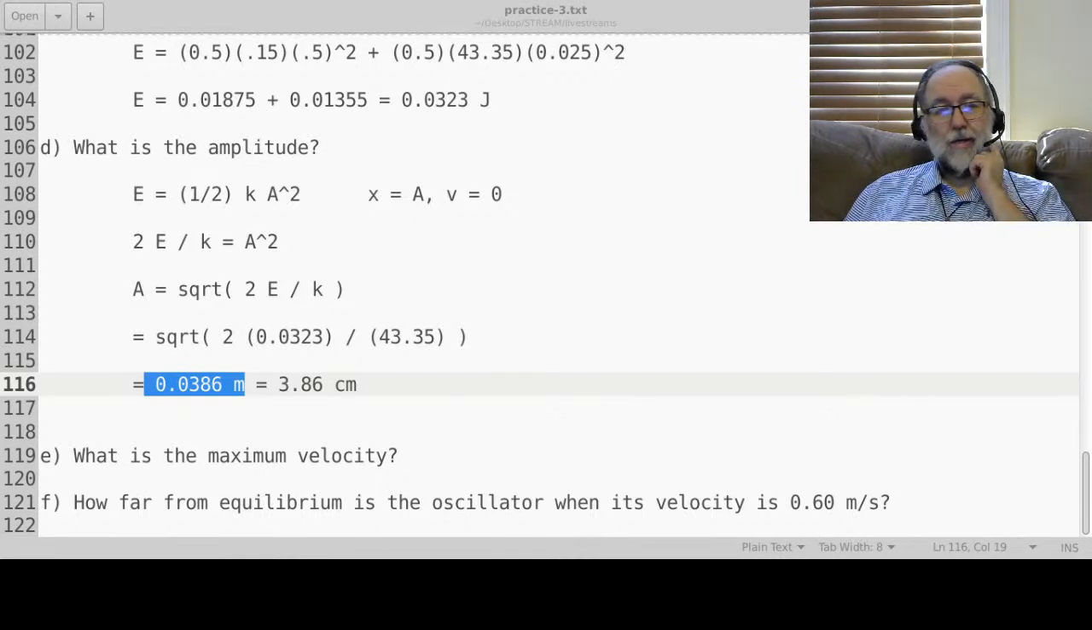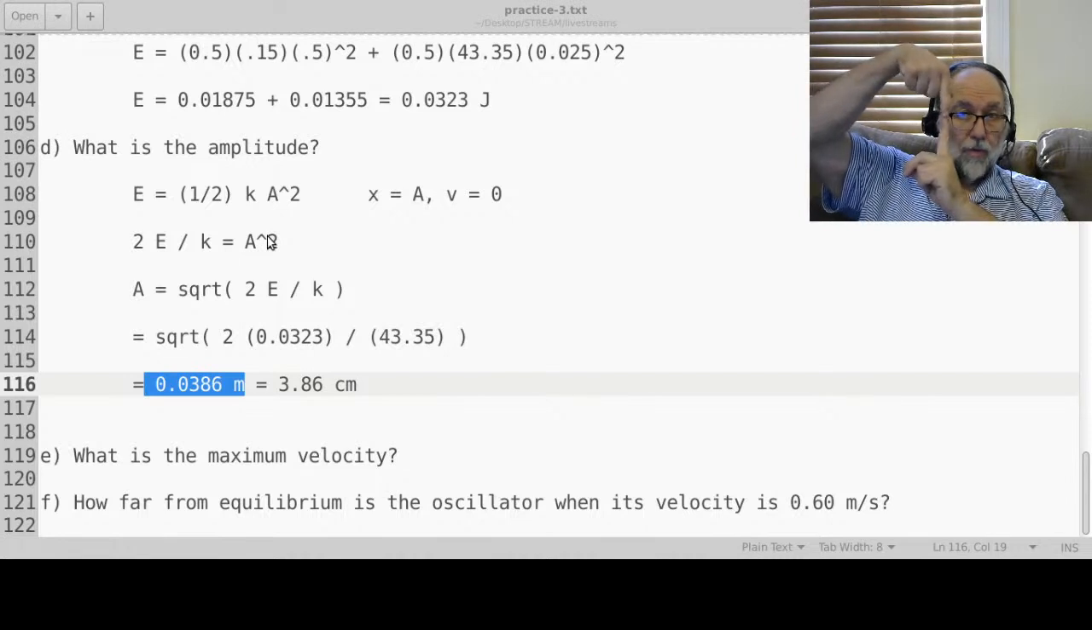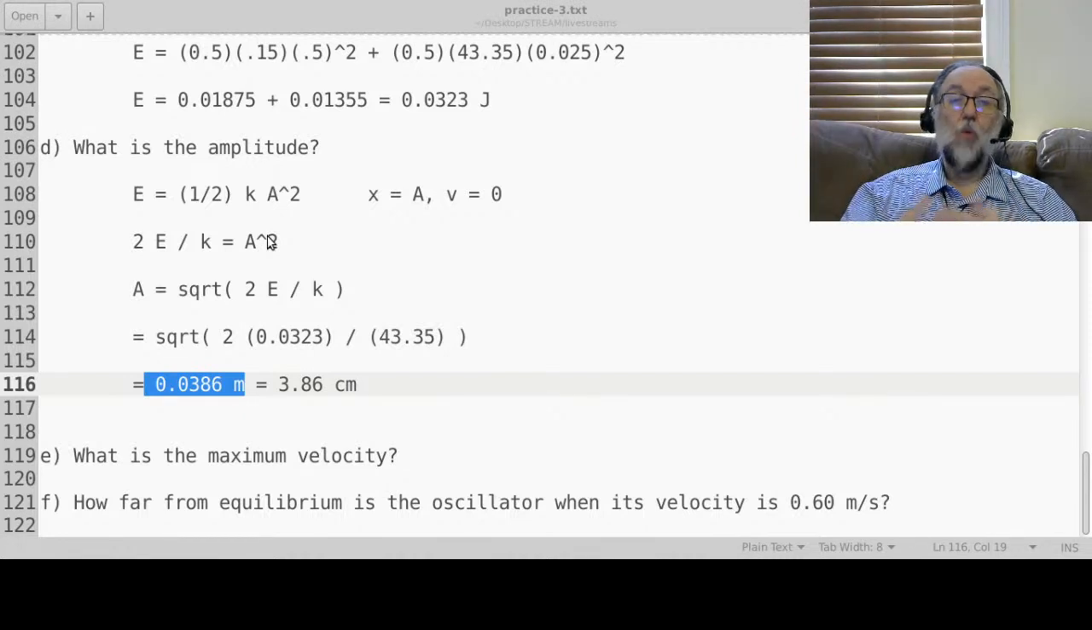Nope, good. All right, now what's the maximum velocity? Same idea, but now you're going to look at equilibrium. At equilibrium, x is 0, and your energy is all 1/2 mv squared, but v in the middle is v max. And so there we have this formula.